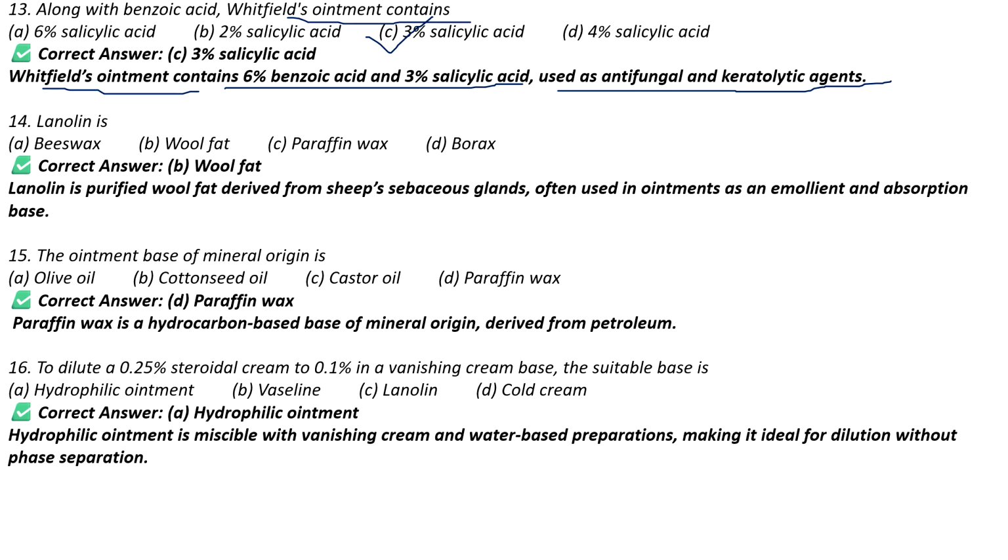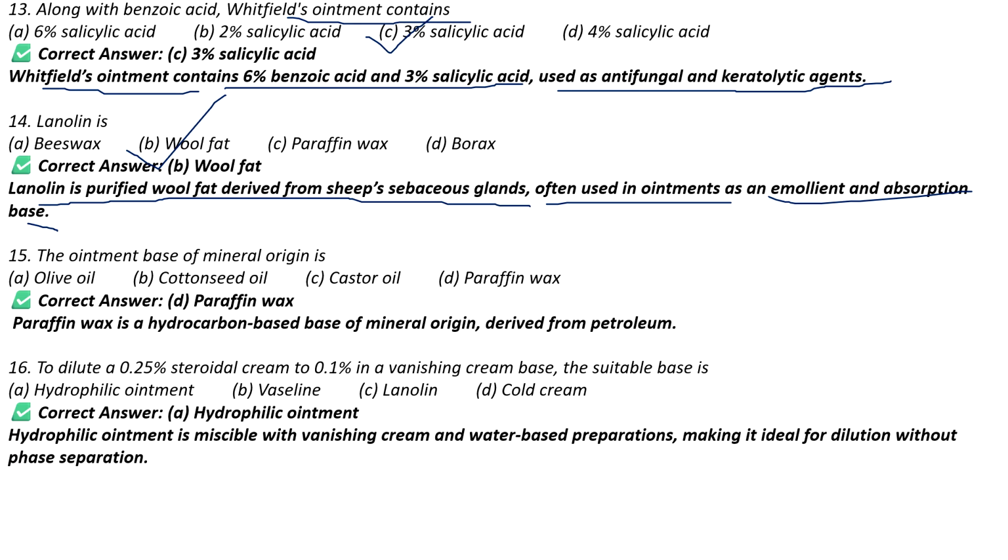Whitfield ointments. So moving on to the next question, lanolin is, options are beeswax, wool fat, paraffin wax या borax. So lanolin is a purified wool fat which is derived from sheep sebaceous gland, which is often used in ointments as an emollient and absorption base. So we can say option B, that is wool fat, is the correct answer for this question.